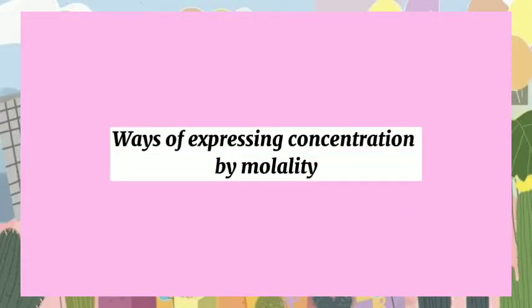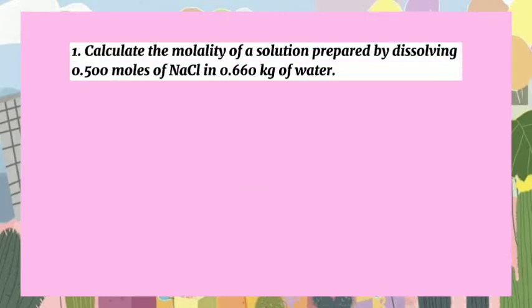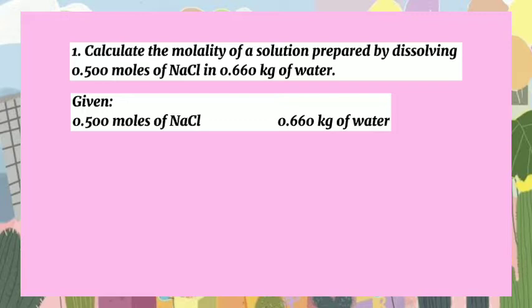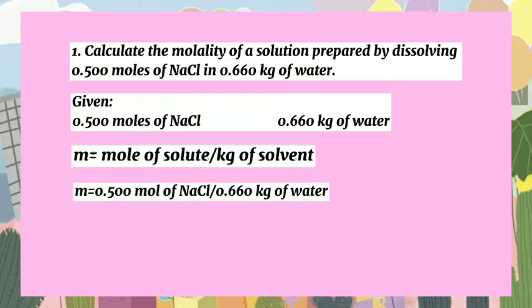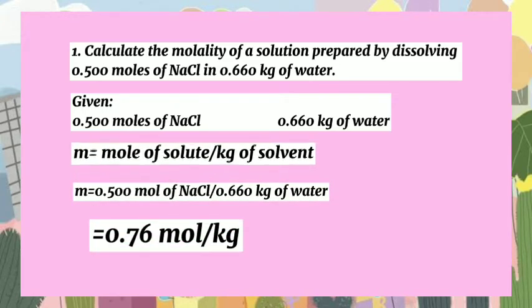Here are some examples of ways of expressing concentration by molality. In this problem, we can see that the given values are already satisfying the formula of molality, as it looks for the moles of solute and the kilograms of solvent, so we just have to substitute the values. And it's 0.76 mole per kilogram.